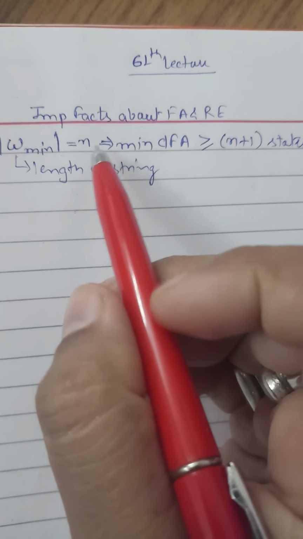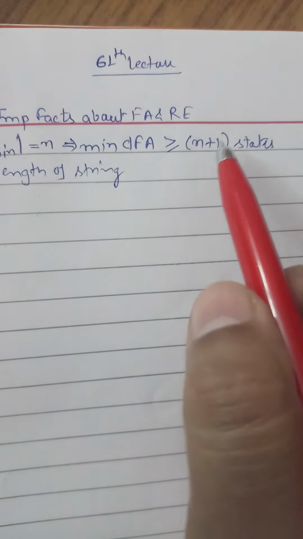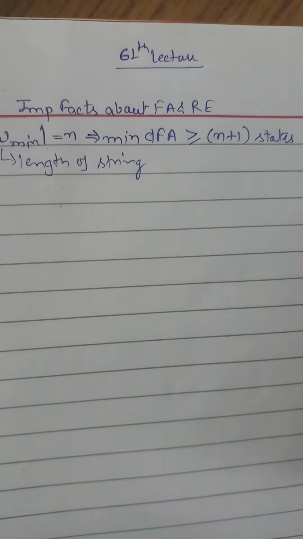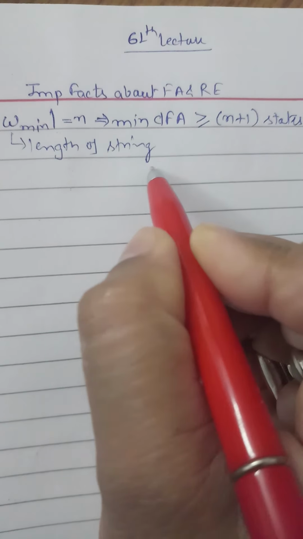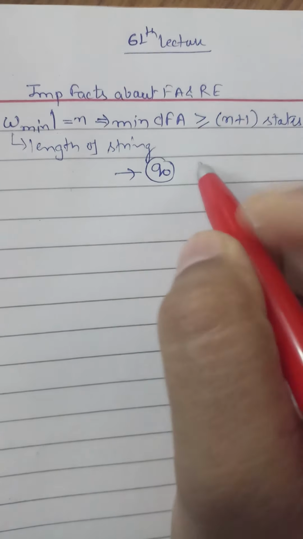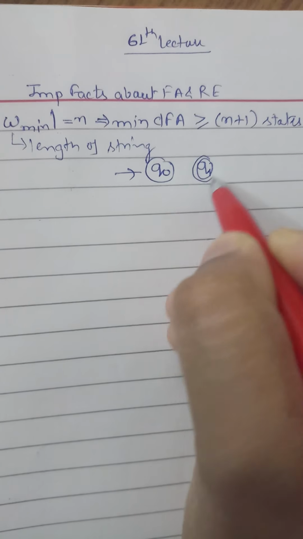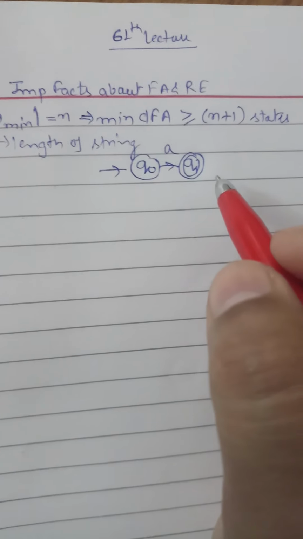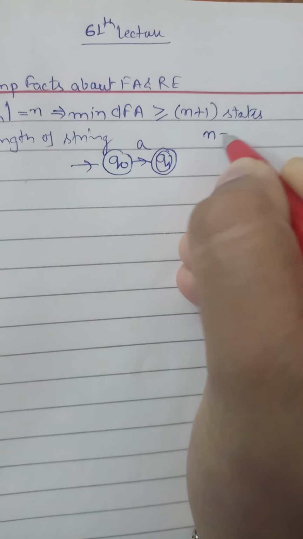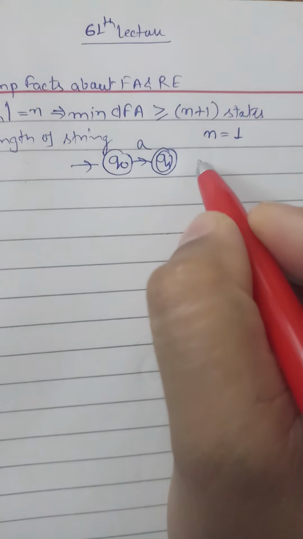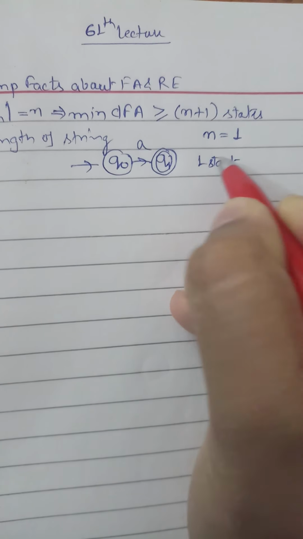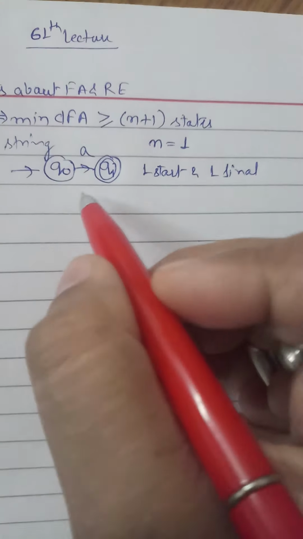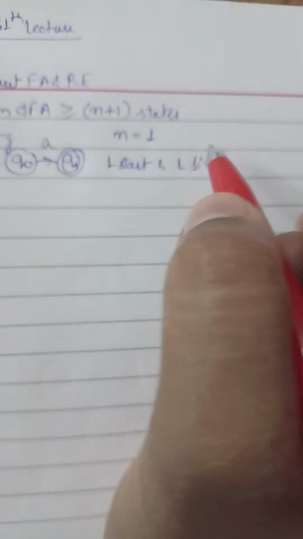If we have length of string n, then the minimum DFA will have greater than or equal to n plus 1 states. How? Let's understand with an example. Suppose we have this DFA with a string. The length of the string is 1. So there is 1 start state and 1 final state.